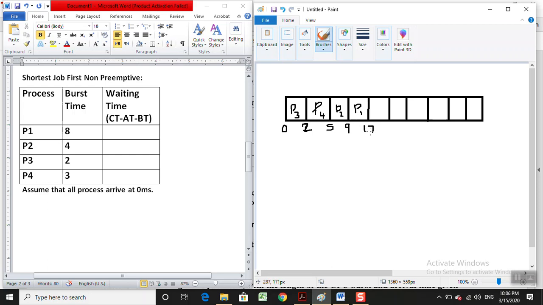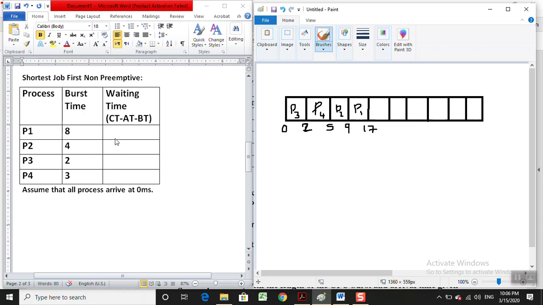Please make sure that the last time here must be the total of all these. See, 8 plus 4 is 12, 12 plus 2 is 14, plus 3 is 17. That means all processes should complete at 17 milliseconds, along with their waiting times.